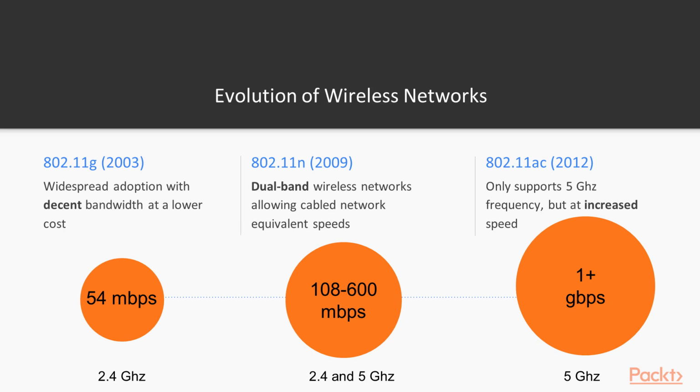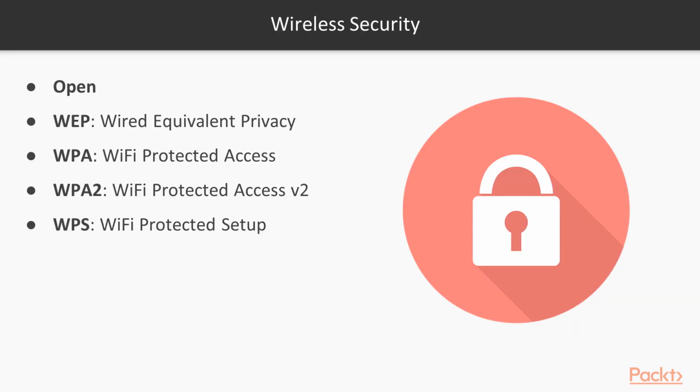Well, when you move into the latest version of wireless networks, you're dealing with 802.11ac, and that came out in 2012 and beyond. This only supports 5 gigahertz, but because of that, it has increased speeds. It can operate at 1000 megabits per second or 1 gigabit per second. And again, this operates in the 5 gigahertz frequency. Now, why does this all matter to you? Well, because you have to know what frequency you're operating in to be able to attack that wireless network.